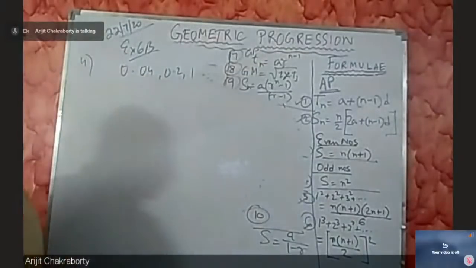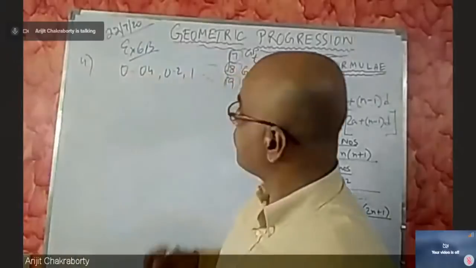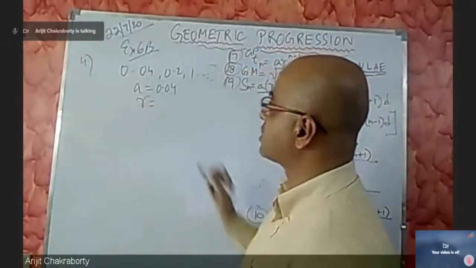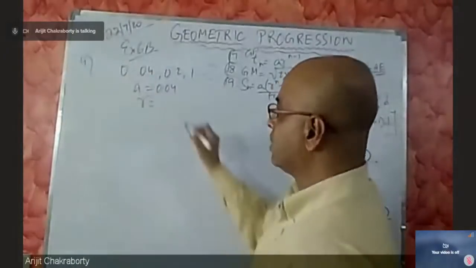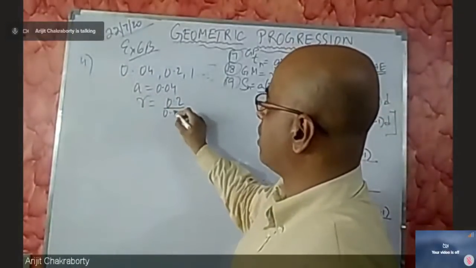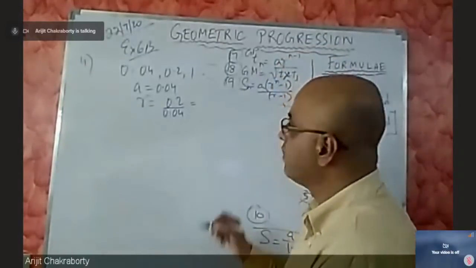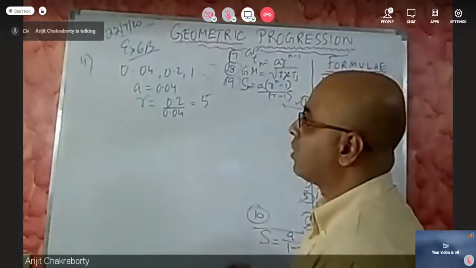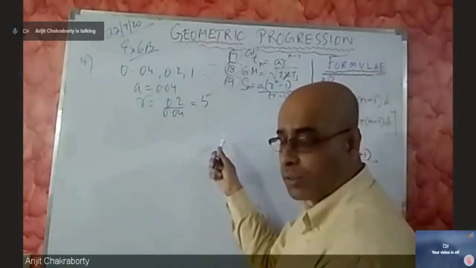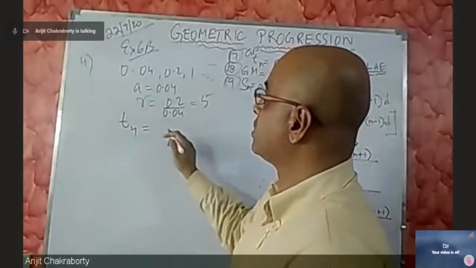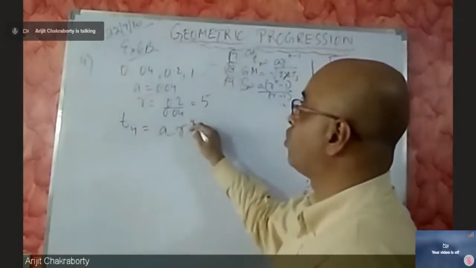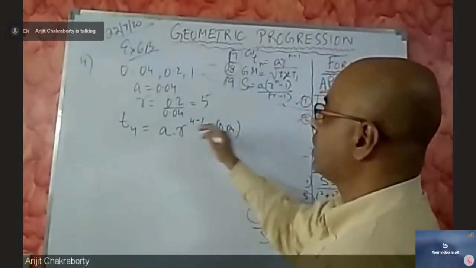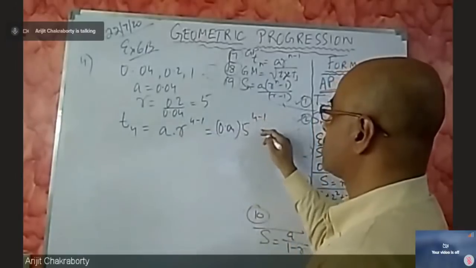So here you can see it starts with 0.04. So a equal to 0.04. r is term 2 by term 1. So 0.2 by 0.04 gives me 5. So r is 5. We have to find out the fourth term, T4. This is equal to a into r to the power 4 minus 1. a is 0.04 into r is 5 to the power 4 minus 1.